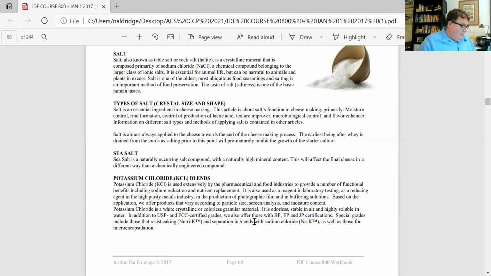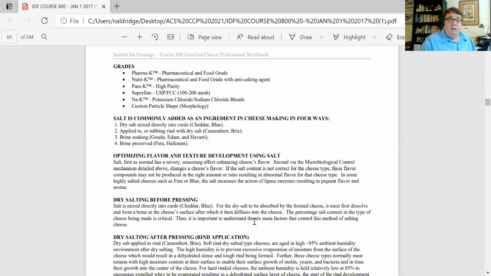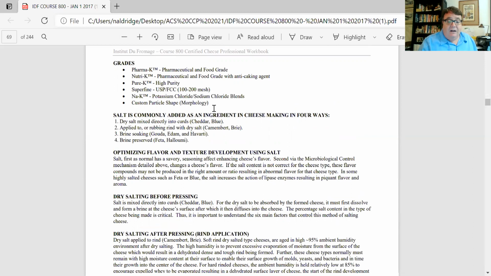So potassium chloride, know about that, the blends. Now we're going to page 69. Now the grades, really that's not so much needing to know. I wouldn't focus so much time on that. That's not going to be necessarily asked.